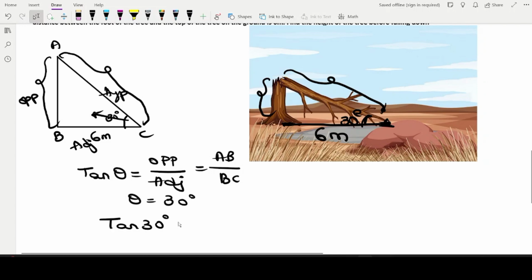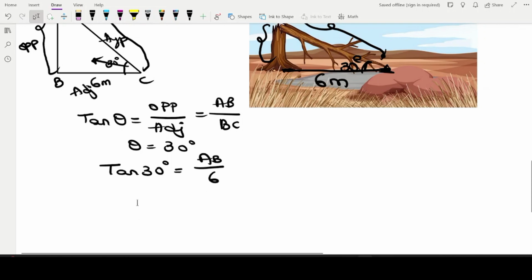So tan 30 degrees equals, what is the value of AB? We need to find it out, and the value of BC is 6 meters. So we know that tan 30 degrees will be 1 by root 3 equals AB divided by 6.